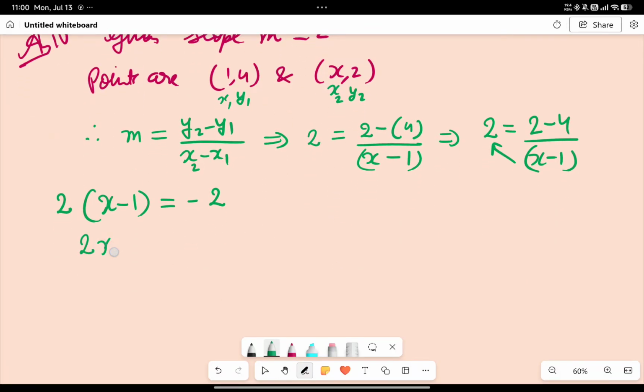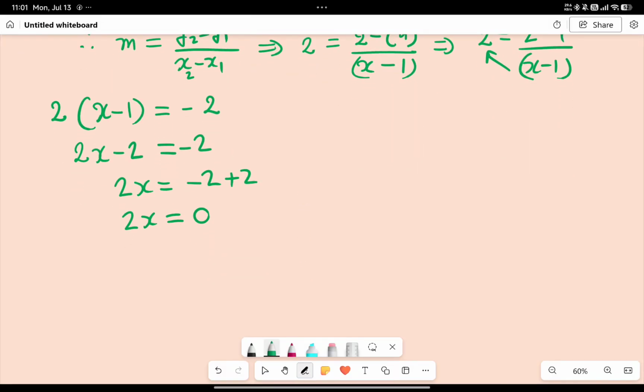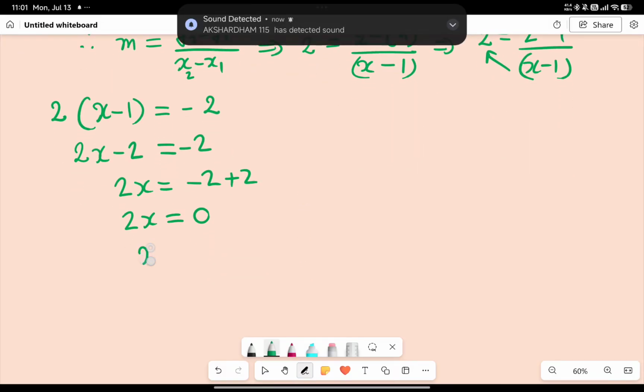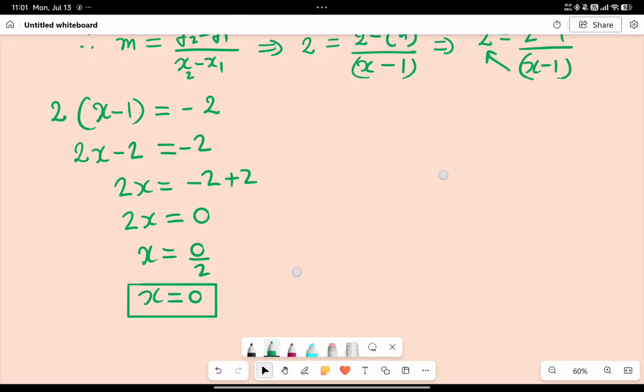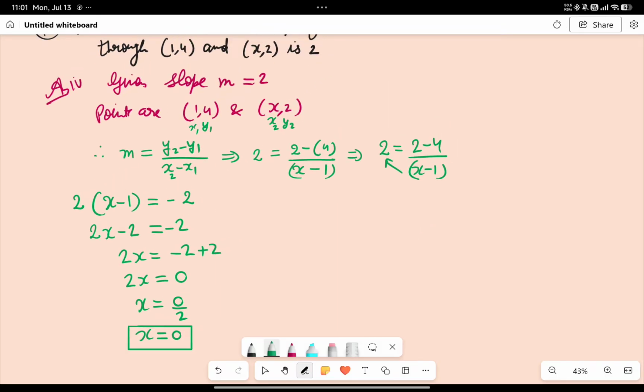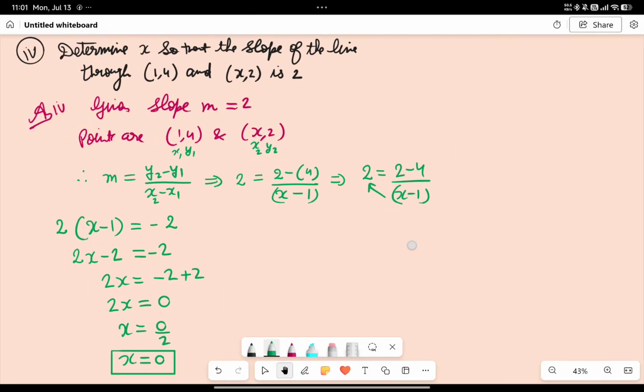Now this is 2x minus 2 equal to minus 2. 2x is equal to minus 2 plus 2. 2x is equal to 0. In the next step, x is equal to 0 by 2. Therefore, x is 0. I think you understand this question well.